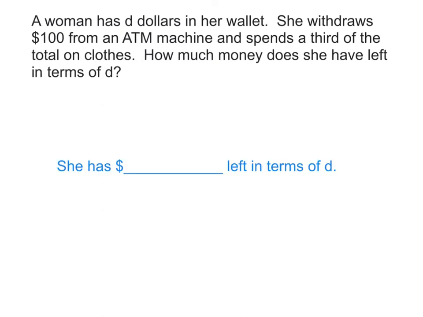We will need to take the amount of her total money and subtract what she spends. Well, if she started with D dollars and then withdrew $100 from an ATM, withdrawing makes you think subtract, but she actually puts that $100 together with her D. So she adds $100. So that's the total money that she has.